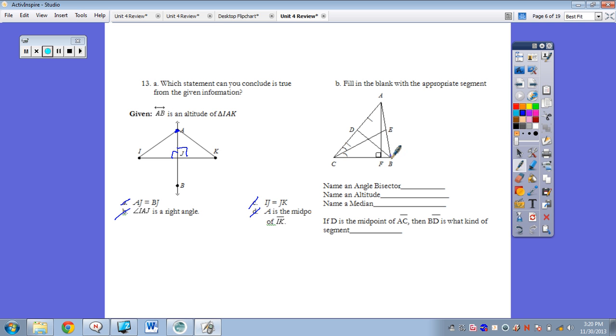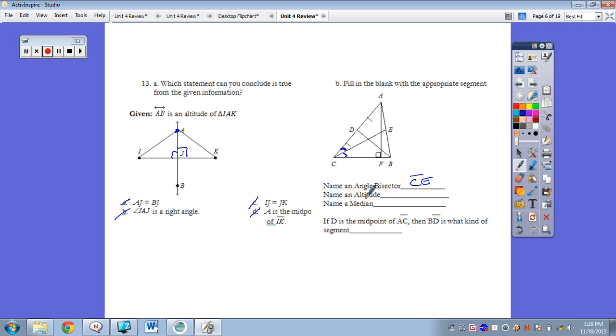Okay, 13B. We're going to name an angle bisector. An angle bisector cuts an angle into two equal parts. So if you look at the picture, are there any two angles that are congruent on either side of a segment or ray? And right here, you have this angle here is congruent to this angle here. So that means that line segment CE has to be your angle bisector.